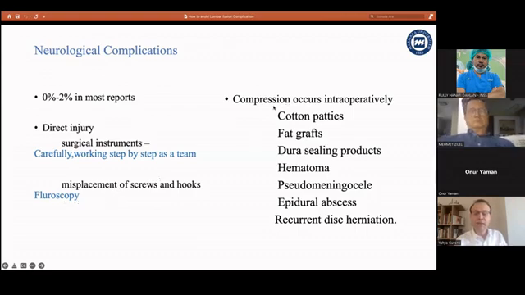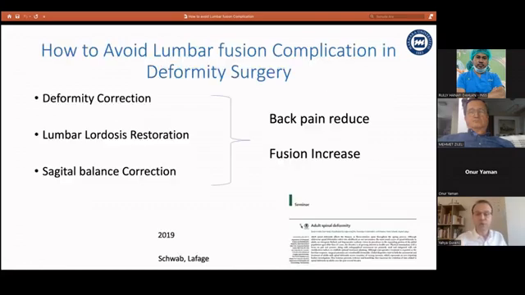Another thing, compression of neural tissue, again makes complications. For example, with cottons, with fat graft, with dural sealing products, with hematoma and pseudomeningocele after operations, and epidural abscess and recurrent disc herniation, again, late neurological complications.